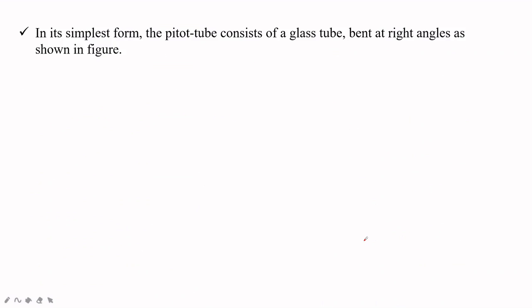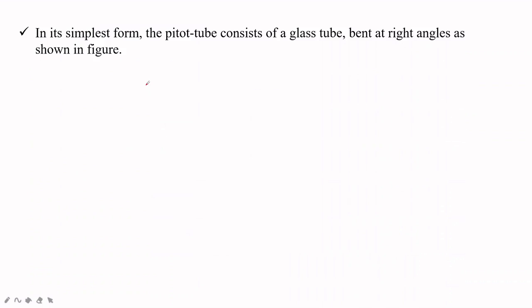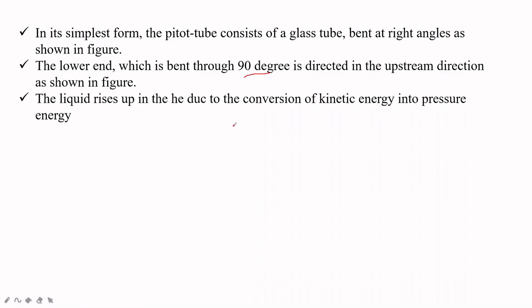In its simplest form, the pitot tube consists of a glass tube bent at right angles. See here, this is the part of the pitot tube. The pitot tube consists of a glass tube bent at right angles as shown in the figure. The lower end, which is bent through 90 degrees, is directed in the upstream direction as shown in the figure. I'll show you the figure. Liquid rises up in the tube due to the conversion of kinetic energy into pressure energy.